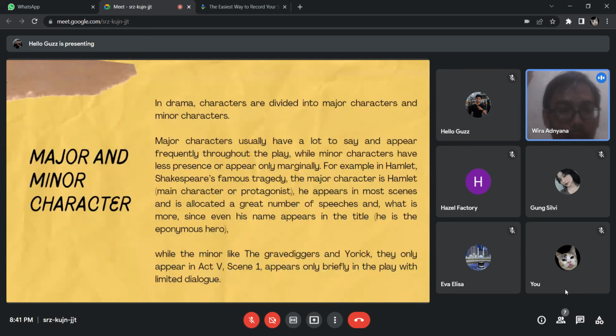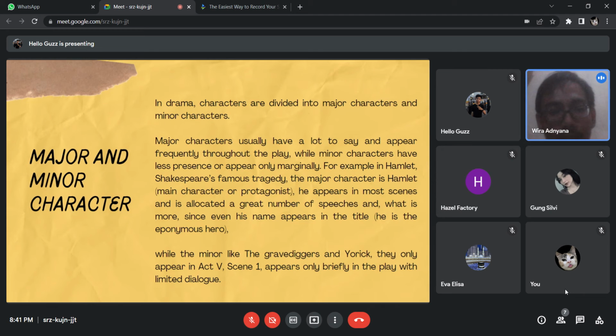Major and minor character. In drama, characters are divided into major and minor characters. Major characters usually have a lot to say and appear frequently throughout the play, while minor characters have less presence or appear only marginally.